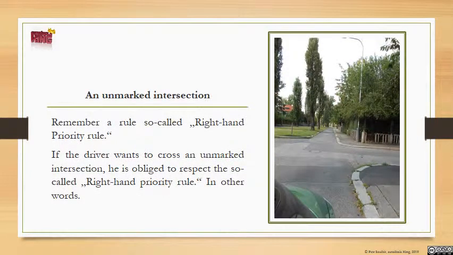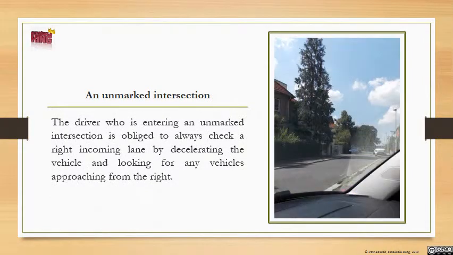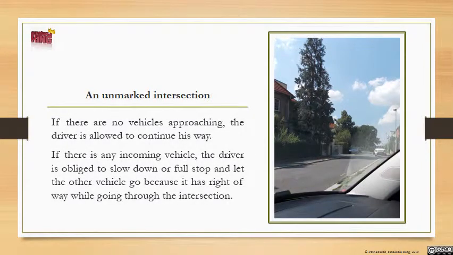Remember the so-called right-hand priority rule. If the driver wants to cross an unmarked intersection, he is obliged to respect the right-hand priority rule. In other words, the driver entering an unmarked intersection is obliged to always check the right incoming lane by decelerating the vehicle and looking for any vehicles approaching from the right. If there are no vehicles approaching, the driver is allowed to continue his way. If there is any incoming vehicle, the driver is obliged to slow down or fully stop and let the other vehicle go because it has right-of-way while going through the intersection.